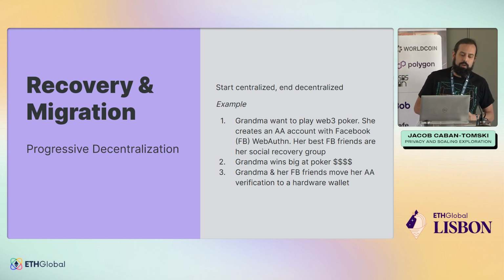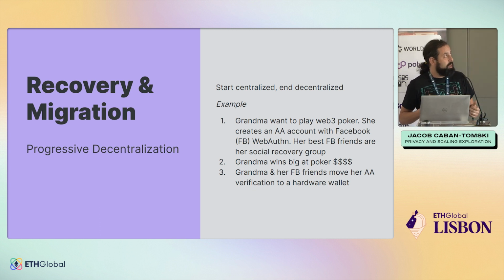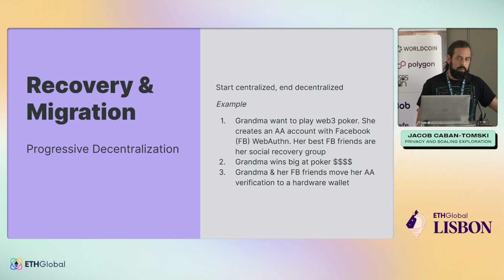progressively. So for this example, let's say grandma wants to play Web3 poker. She's a poker fiend. She wants to try it out. And so she can actually create an account abstraction account with her Facebook login using WebAuthn. She can then choose her best friends on Facebook to be her social recovery people in case she loses access to that account. Then let's say grandma kills at poker and makes a ton of money.